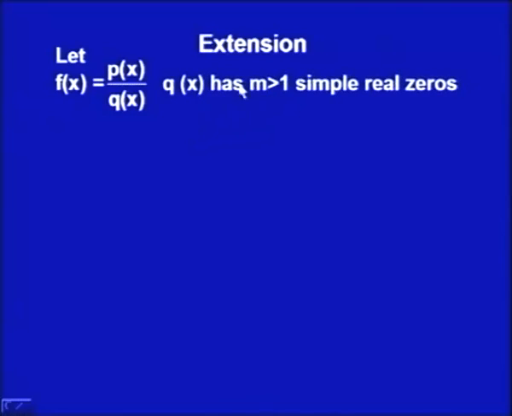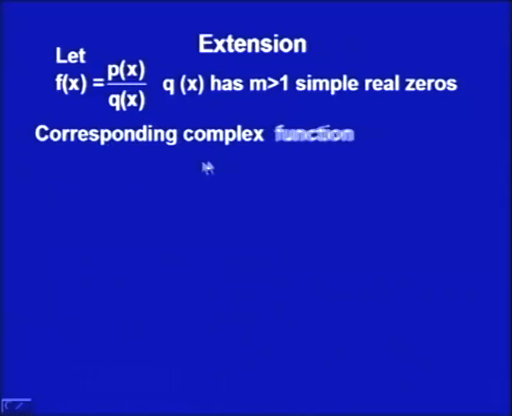So, see the extension. Let my function f(x) be of the form p(x) upon q(x), and q(x) has m simple real zeros where m is greater than 1. All other conditions are satisfied, that is, p(x) and q(x) are both polynomials, and the degree of p is at least 2 degrees lower than the degree of the denominator q.